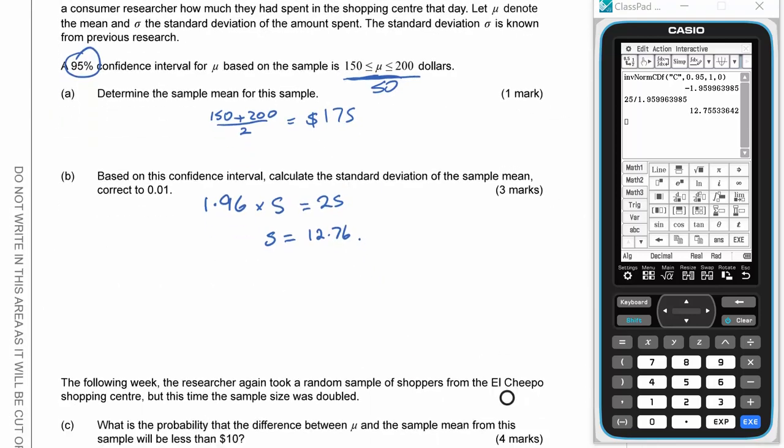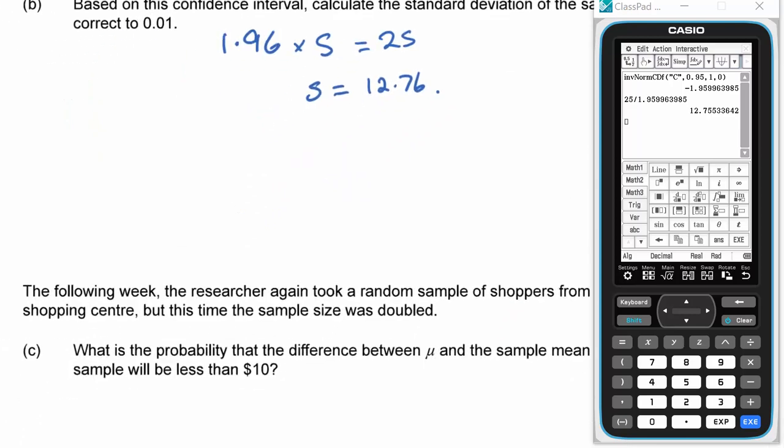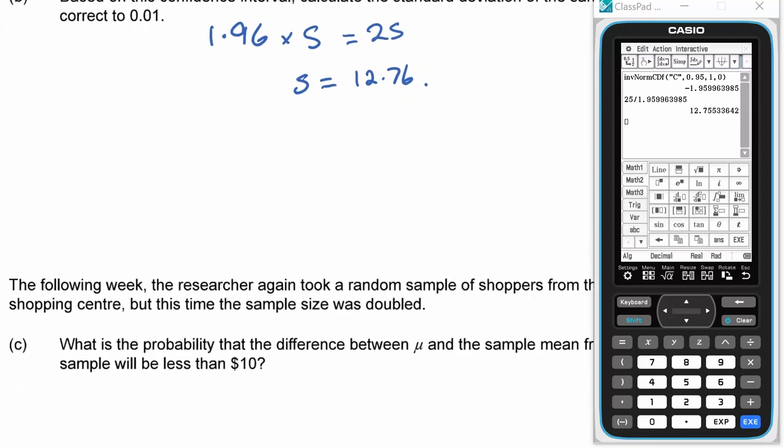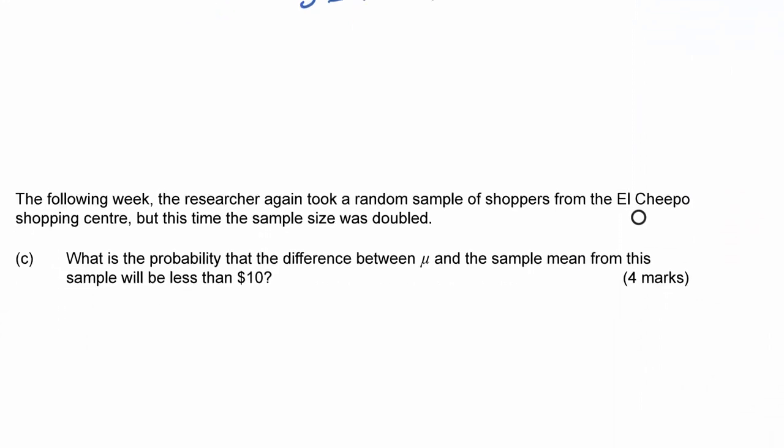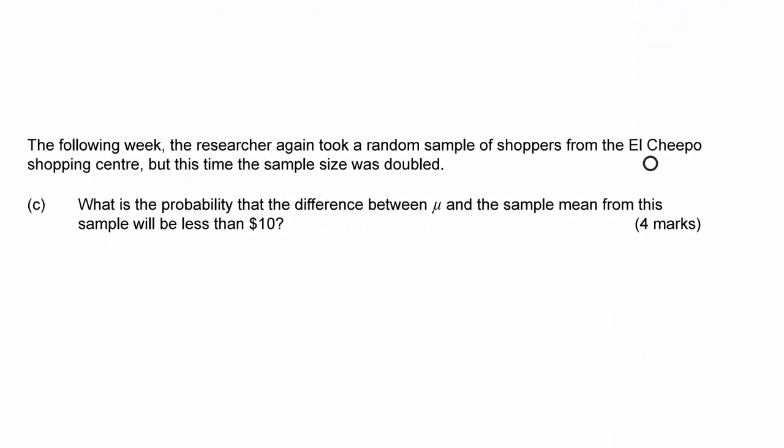Okay. The following week, the researcher again took a random sample of shoppers from the El Cheapo shopping centre, but this time the sample size was doubled. What is the probability the difference between mu and the sample mean from this sample will be less than $10?